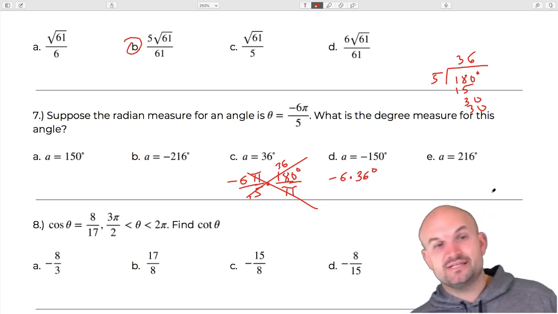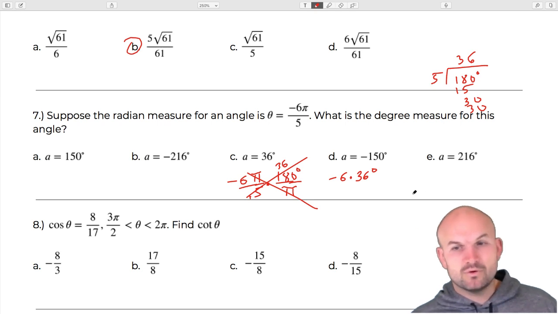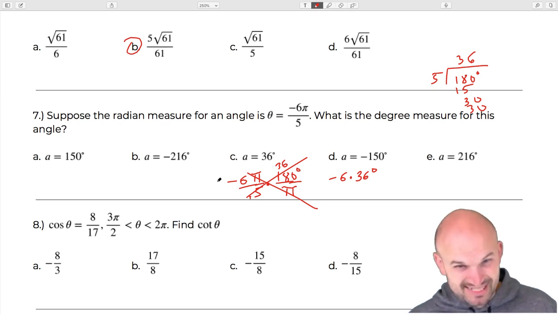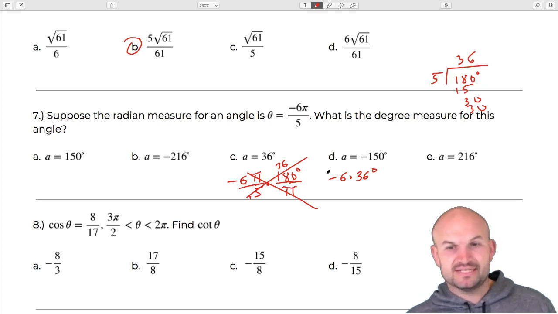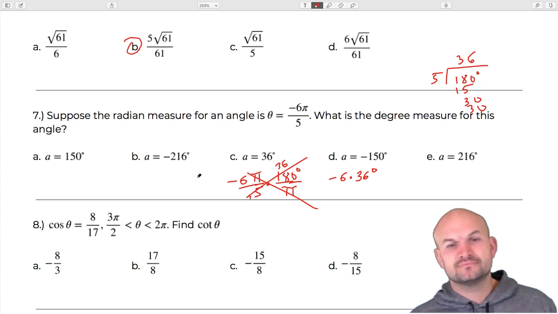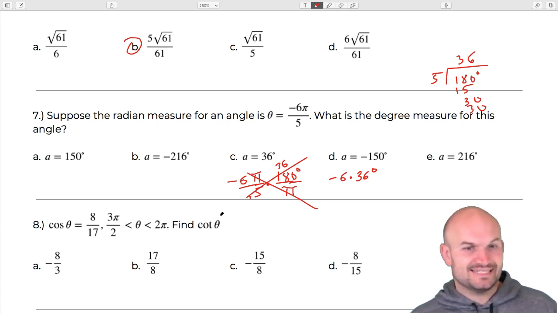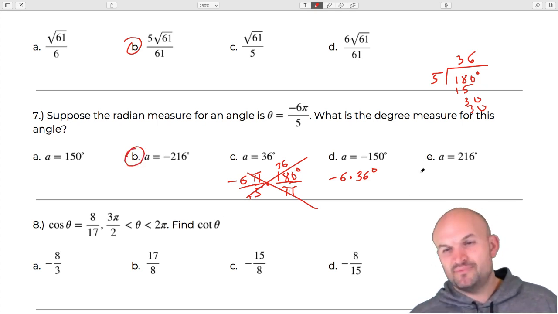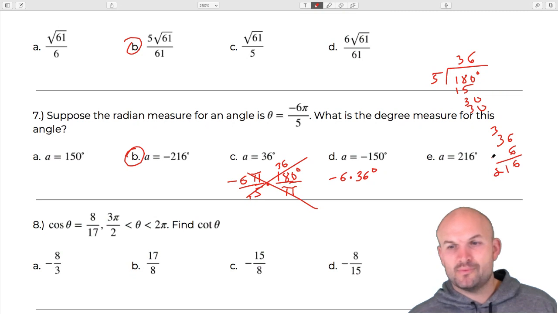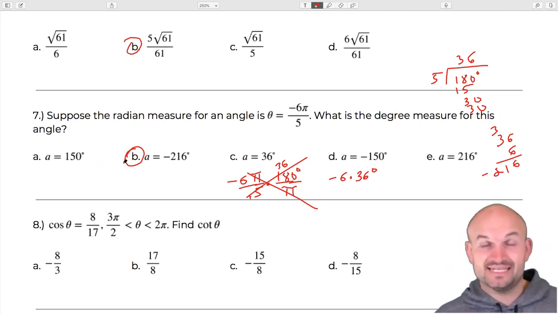And then we just need to figure out which angle it is. And again, remember, this is a negative, so obviously it's going to be a negative angle. And 6 times negative 36 is going to end in a 6. But let's work it out again. Forget about the negative. 6 times 6 is 36. 6 times 3 is 18, plus 3 is 21. And again, remember, that's a negative, right? So you can see that's a negative 216. That's why B is the answer.